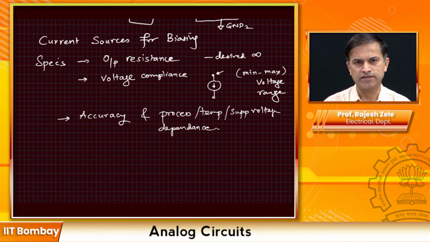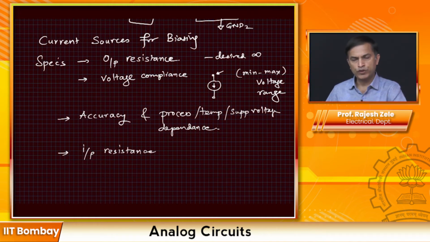The next thing would be accuracy of your current source, and its process, temperature and supply voltage dependence. One thing also we look for is the input resistance of the current source. It's a current mirror, so we have to push some current into that block. So if the input resistance is high, then the previous stage's output resistance will matter, and we will talk about it at length a little bit later.